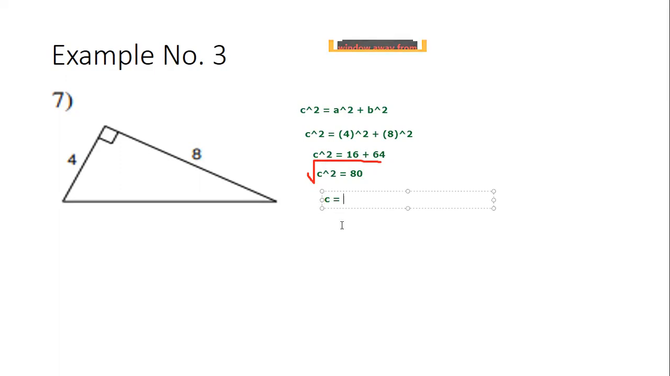If we get the factors of 80, as we did a while ago, we got 16 multiplied by 5. So c is equal to the square root of 16 multiplied by 5. And our answer for this problem is 4 square root of 5.